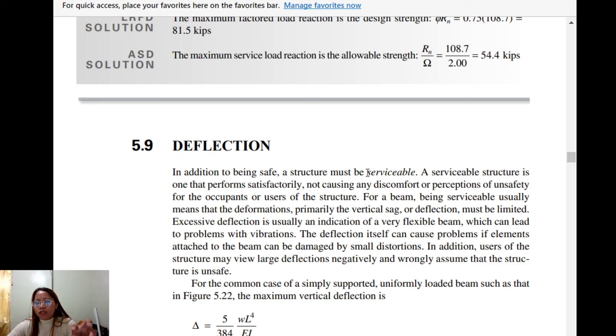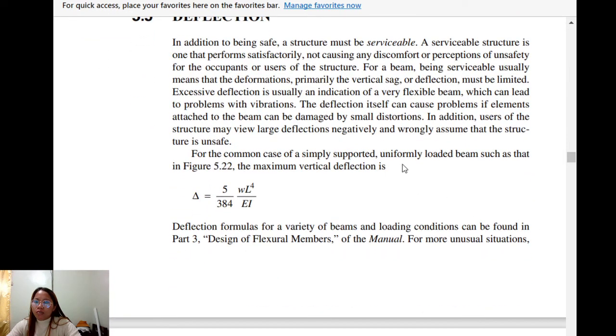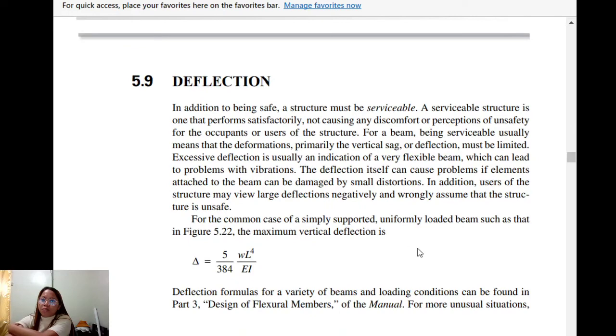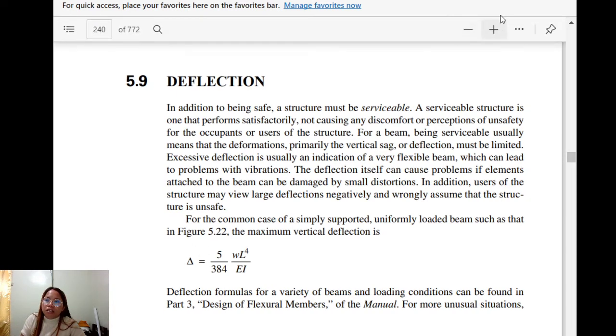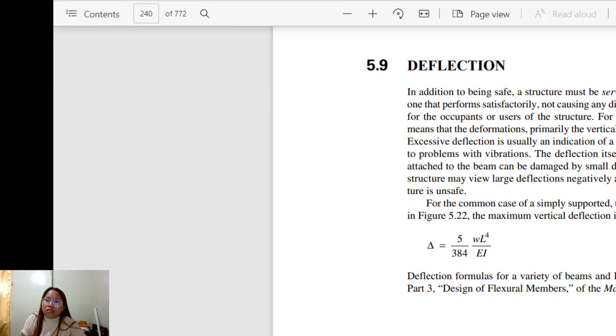So, for this serviceability, we have to check the deflection of the beam, no? And for a beam being serviceable, usually means that the deformations, primarily the vertical sag or deflection, must be limited, no? For a simply supported, uniformly loaded beam, such as in the example, the maximum vertical deflection is this one. I believe you have encountered this one in your theory of structures.